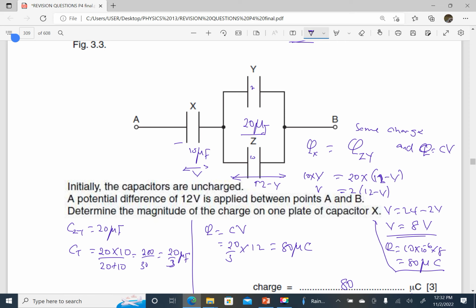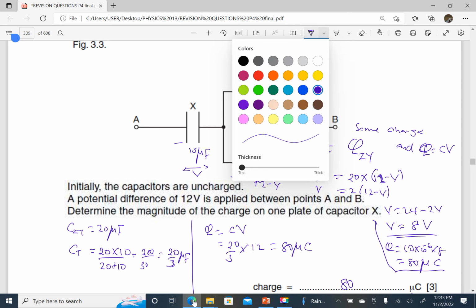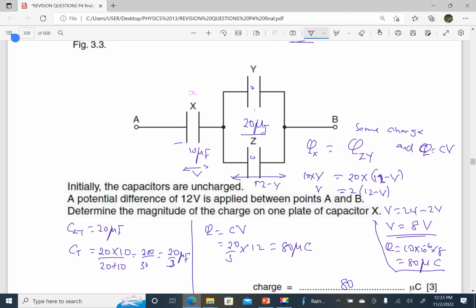So if we say PD across parallel is X, then PD across the one in series will be twice X. If we say the PD across the one in series is X, then the one in parallel will be a half of X. So that is a mathematical relation. It may not be physics. If we say the PD across this one is X, then the PD across the other one is going to be a half of X. So that X plus a half of X is going to be 12. So this will give us X as still 8 volts. Now we can find the charge from charge is equal to C times V. It will give us the same thing.